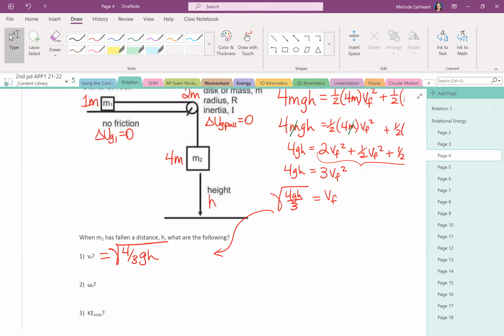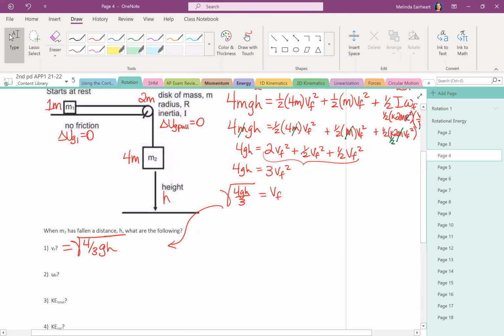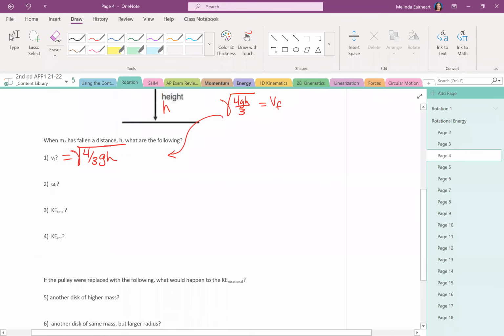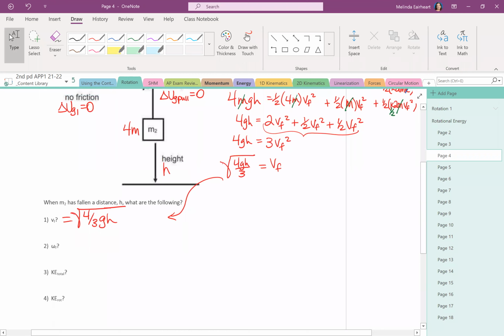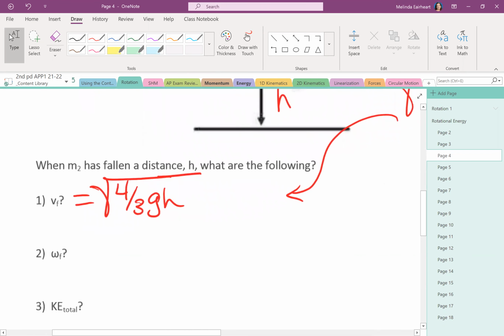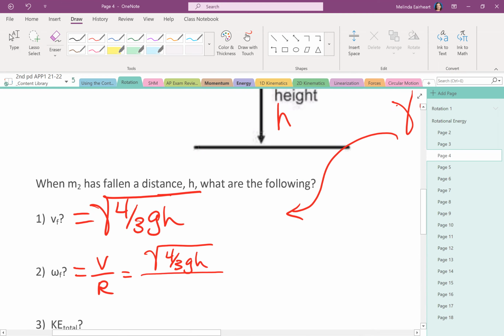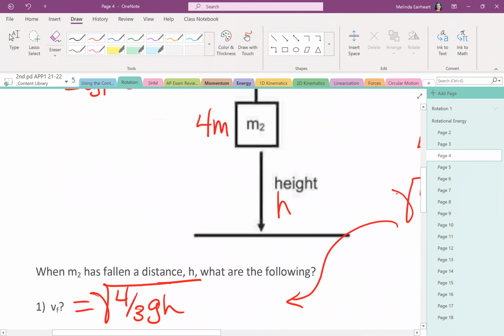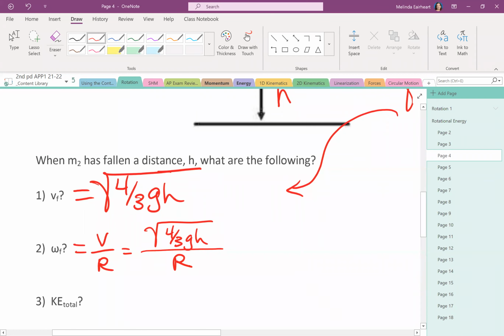Now, before we leave it, what if I had changed out? Well, I know they'll probably do this later. Yeah, never mind, I'll save it. I was going to make a change. We'll make our changes later. What about omega final? Right, V over R. And so square root of 4/3 gh over R. They didn't give us any factor of, did they? Just R. So that's your final answer. Nothing cancels or simplifies. So the square root's only in the numerator, by the way. Don't square root the whole thing.